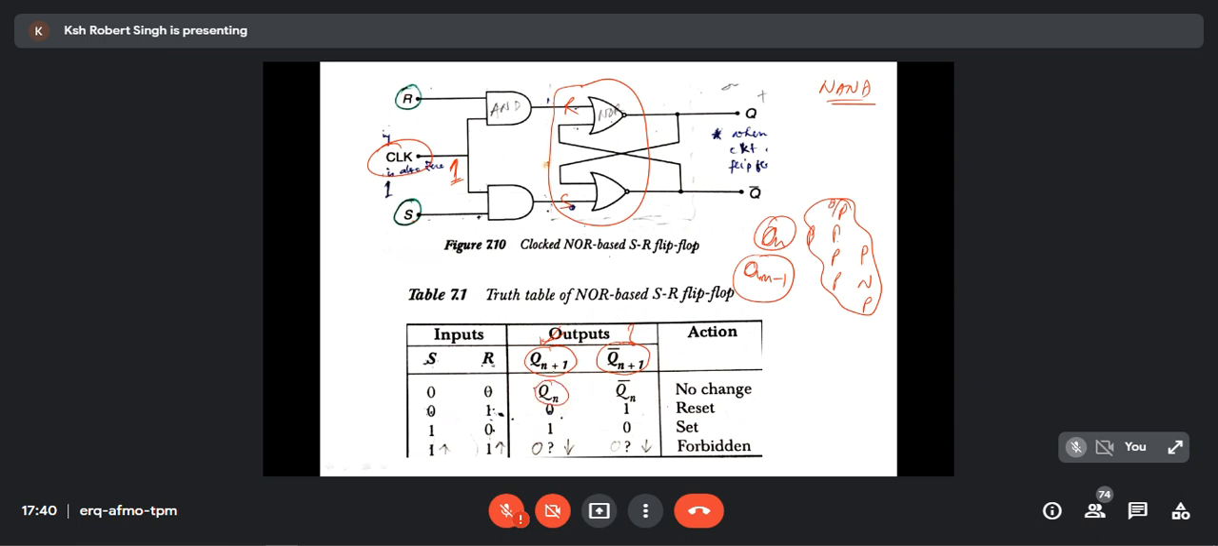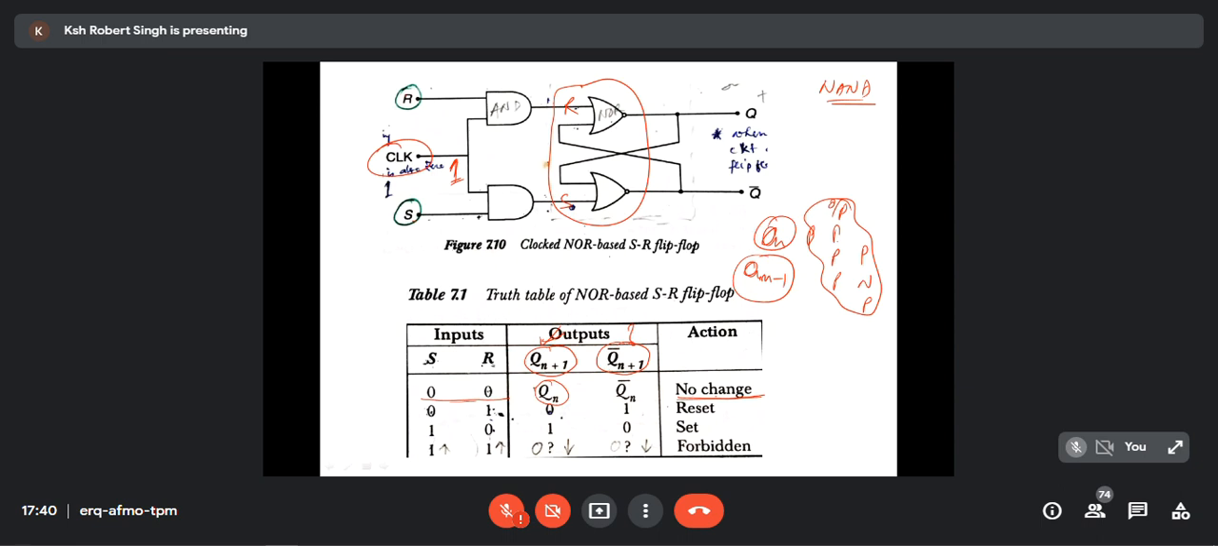Whatever you output is going to be your previous output. What was my previous output? My previous output was 0, then now it will also be 0. What was my previous output? Your previous output was 1, and now your output also will be 1, because S is 0 and R is 0. So the next output is nothing but your previous output. That means no change. No change means what? Pehle jo hai, abhi bhi hai. What is there in the previous, the next also will be the same.